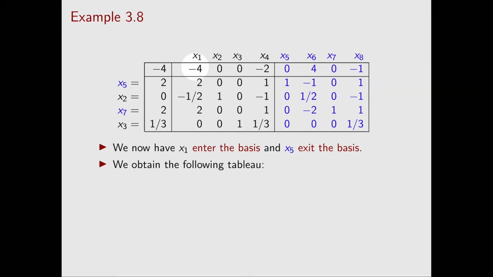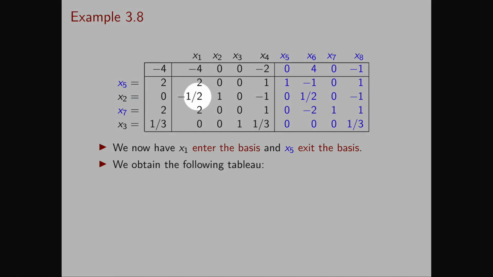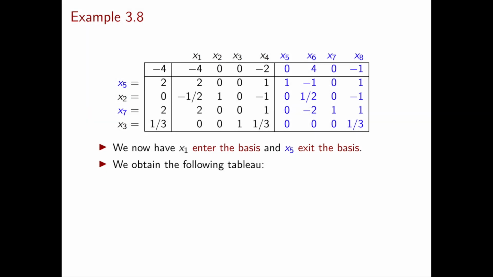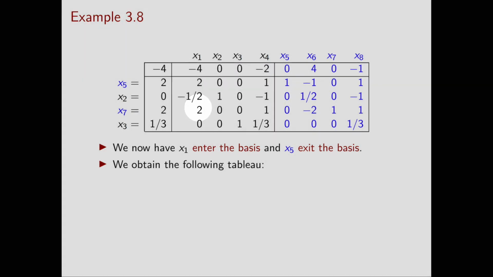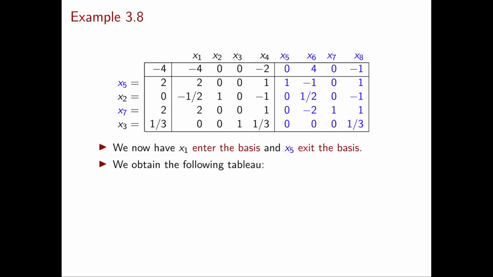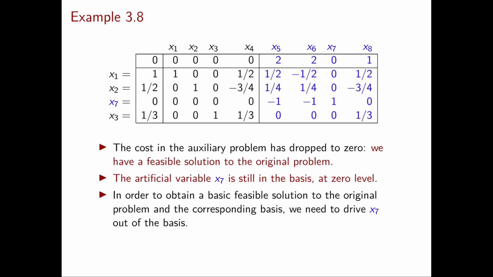The positive entries in the pivot column are 2 and 2. And the ratios are 1 and 1. Again, I have a tie, and I choose x5 to leave the basis. So my pivot element is this 2 over here. If you now perform the pivot by making the elementary row operations, you will obtain this tableau.